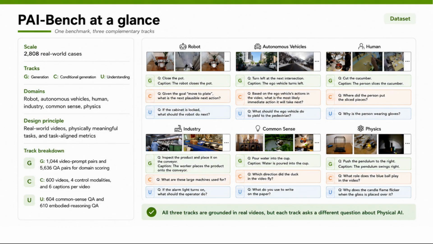PAI-Bench contains 2,808 real-world cases across three complementary tracks. PAI-Bench G asks whether a video generation model can turn a physical prompt into a plausible video. PAI-Bench C asks whether a controllable generation model can follow structural controls such as blur, edges, depth, and segmentation. PAI-Bench U asks whether a multi-modal language model can answer physically grounded questions from video frames. All three tracks start from real videos, so the benchmark stays grounded in realistic physical domains.